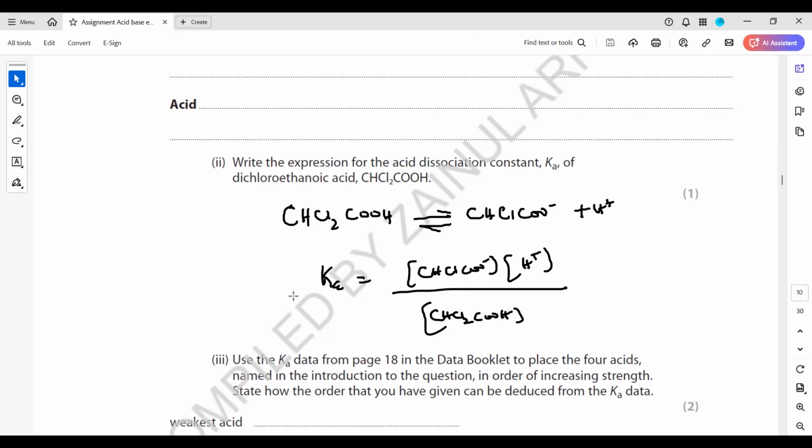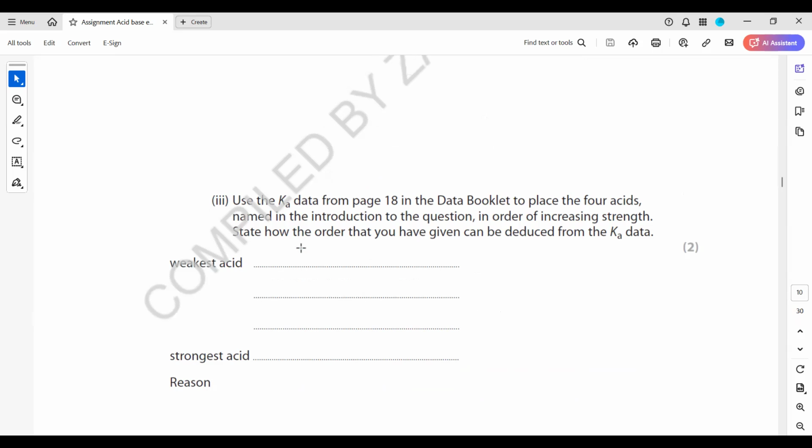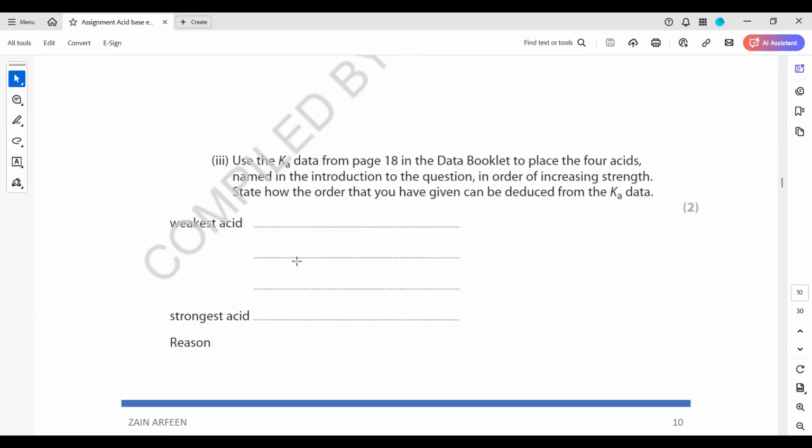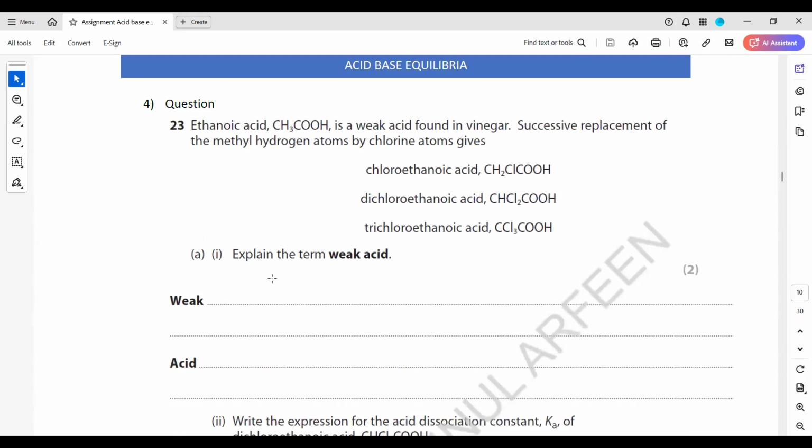Use the Ka values of the data booklet. Four acids are to be placed in order of increasing strength, and how can the order be deduced from the Ka data, like the strong and the weak? So how can it be done? You have ethanoic acid, monochloroethanoic acid, dichloro, trichloro. We have to use the data booklet for all of this. The one which will have a higher Ka value in the data booklet will be the strongest.